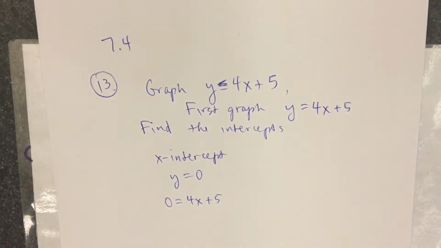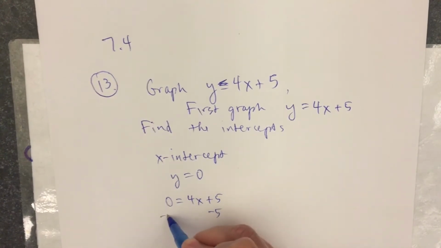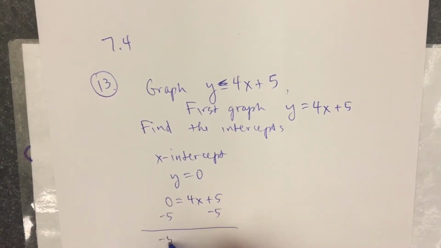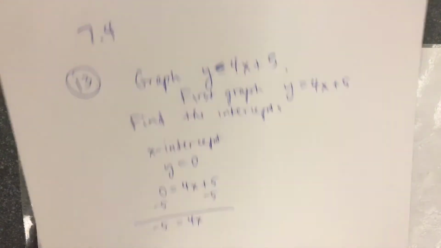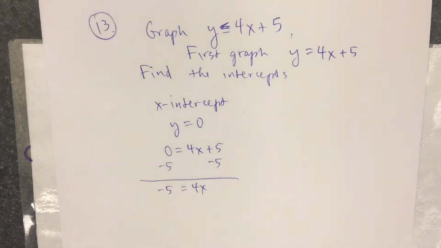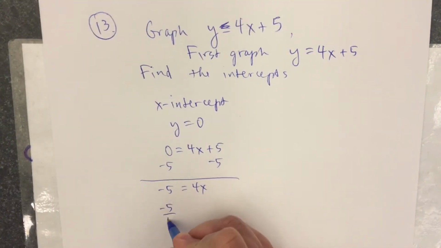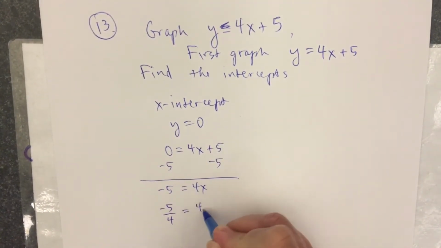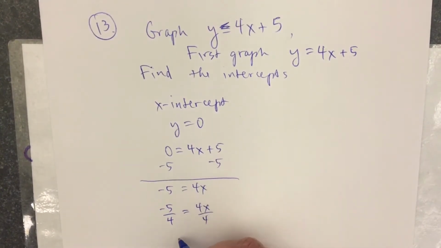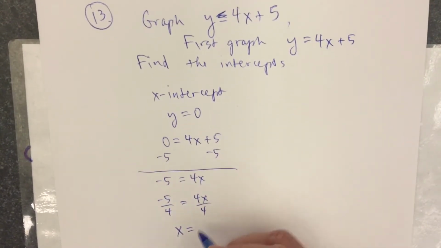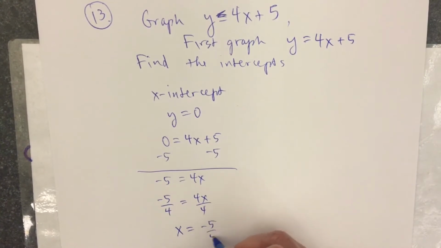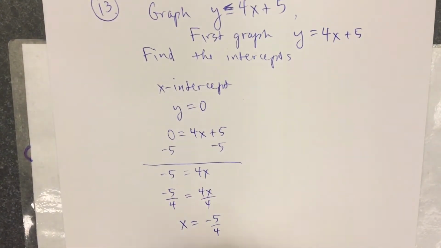Subtract 5 from both sides. Minus 5, minus 5. I'm going to get negative 5 equals 4x. Divide both sides by 4. Negative 5 over 4 is 4x over 4. I'm going to write the x on the left side. x equals negative 5/4. So the x-intercept is negative 5/4, comma 0.